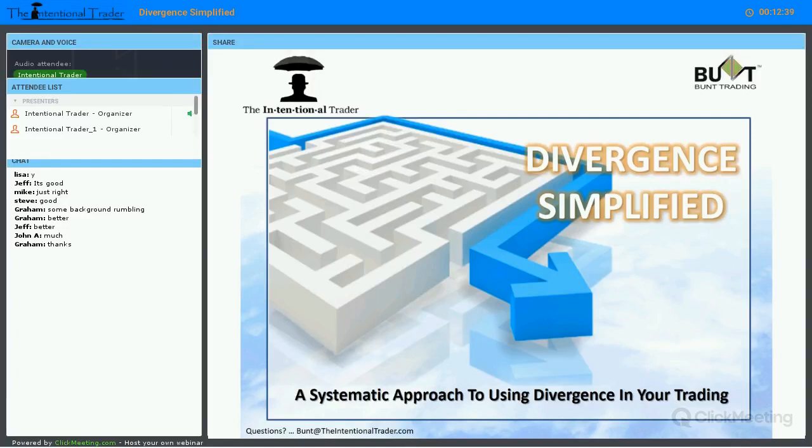So we're going to try to clear some of that up for you. And rather than sending you through the divergence maze, we're just going to go right around it and try to make it a lot more simple for you to understand.